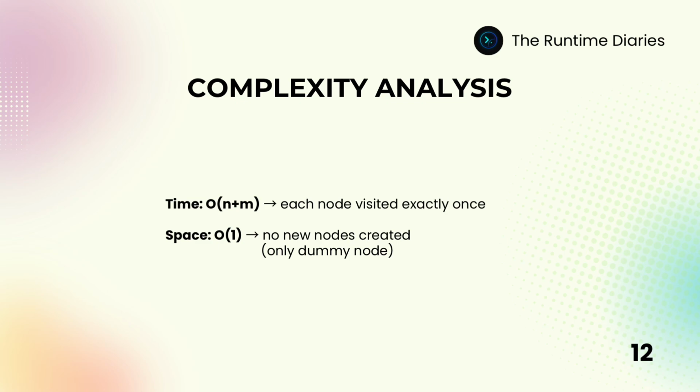The space complexity is O of 1. We are not creating any new nodes. We're reusing the existing nodes from list 1 and 2. The only extra memory we use is the dummy node and the tail pointer, both of which are constant space. This is optimal. You cannot merge two sorted lists faster than O of n plus m because you must at least look at every node to know where it goes in the merged list.